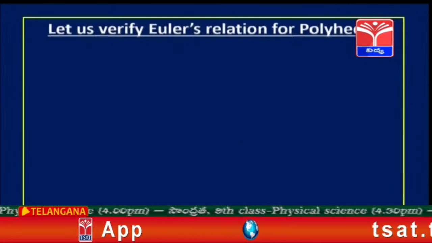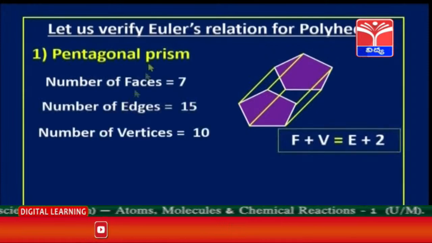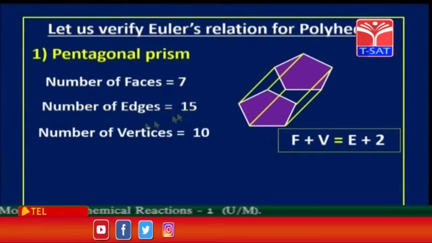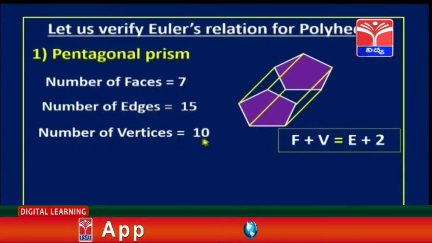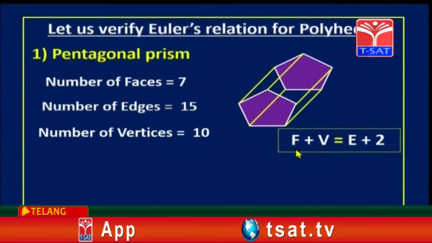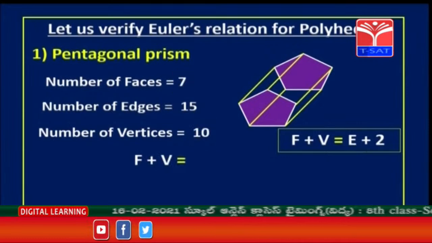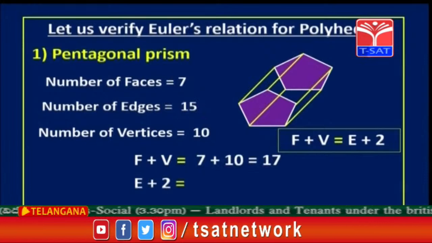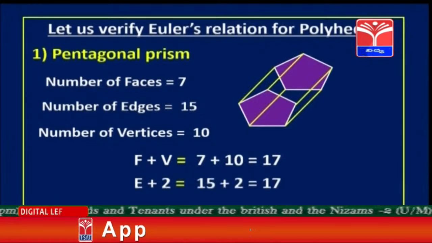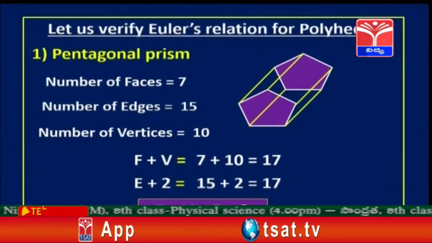Let us verify Euler's relation for polyhedra. Children, I am taking a pentagonal prism. Number of faces equals 7, number of edges equals 15, number of vertices equals 10. What you have to check is whether f plus v equals e plus 2 or not. Children, what is f plus v? Yes, it is 7 plus 10, which is equal to 17. What is e plus 2? Yes, it is 15 plus 2, which is also equal to 17. From this, what you can observe, children? f plus v equals e plus 2. So Euler's relation is verified.